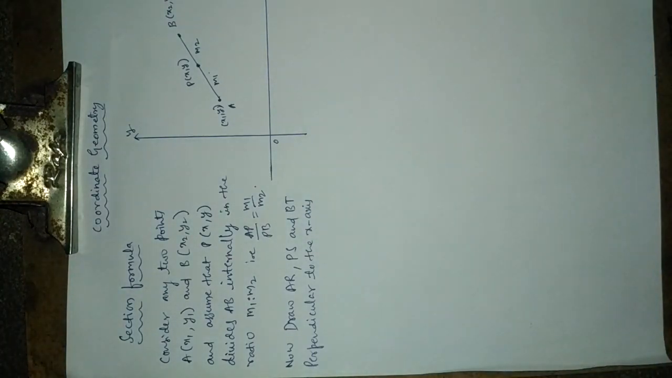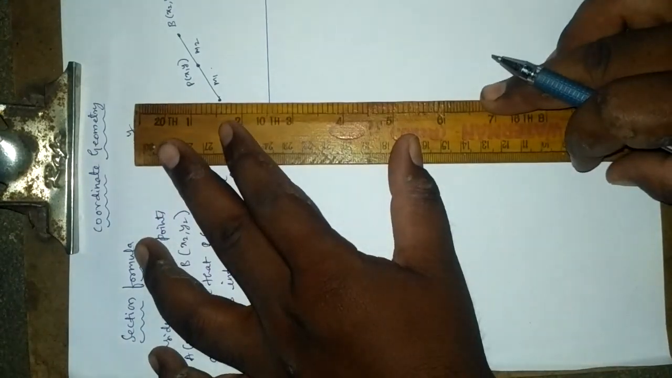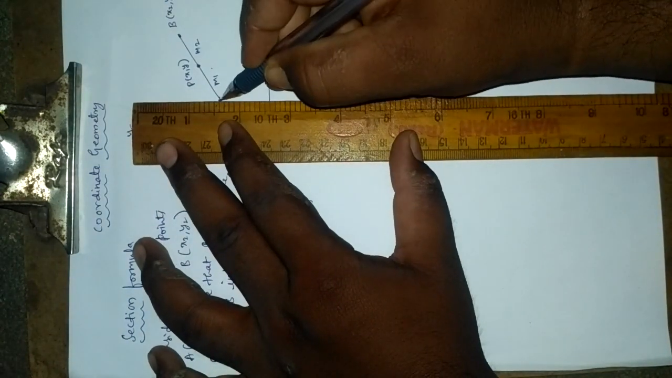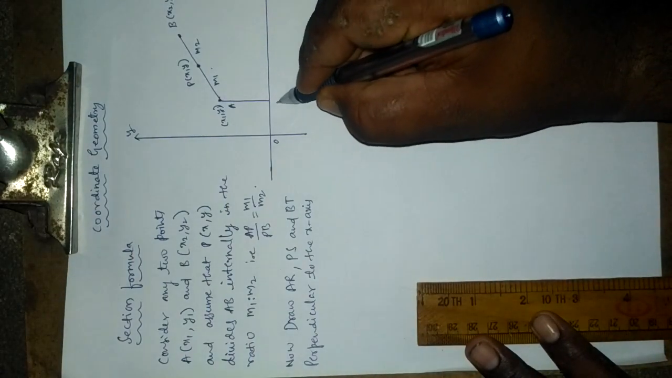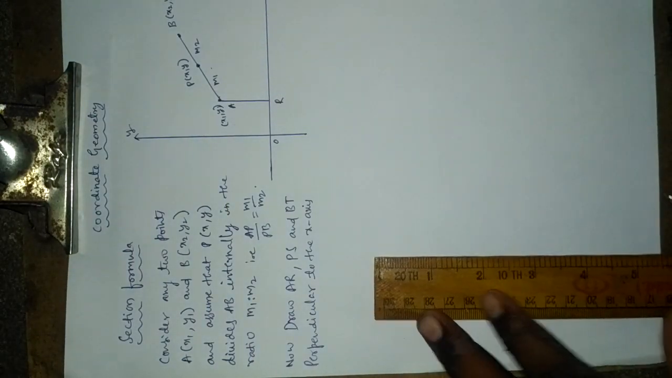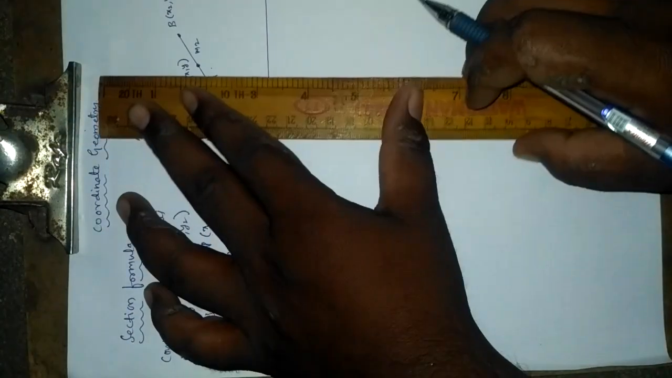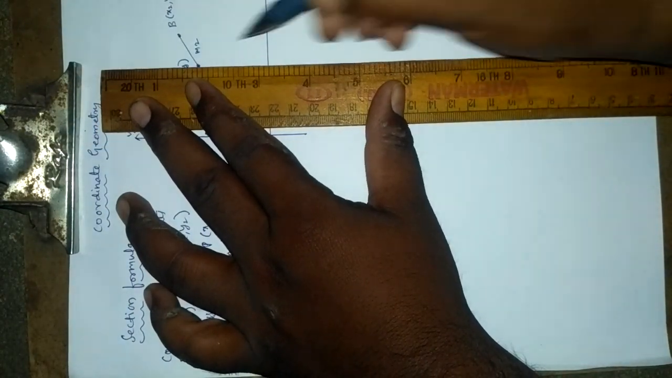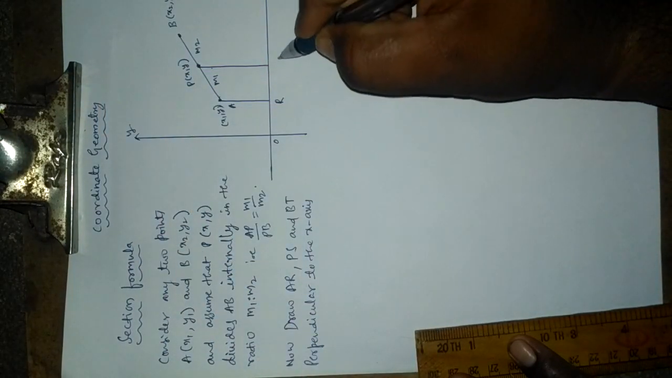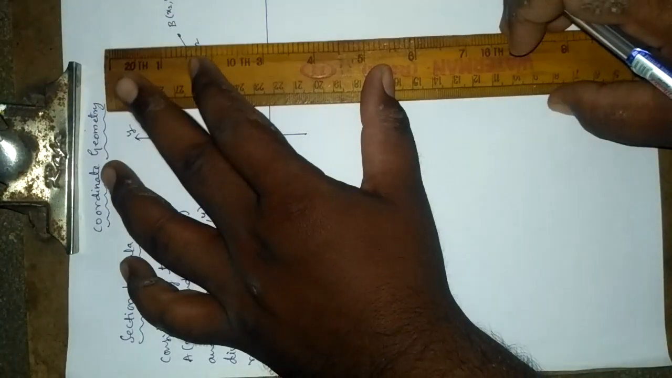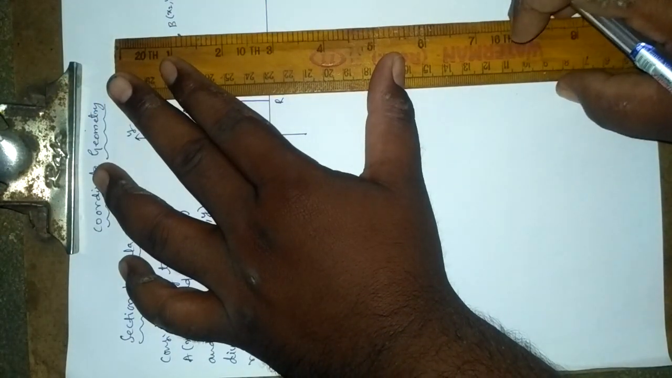So now what to do? We have to draw AR perpendicular to the x-axis. Here this is A, this is R. Then PS perpendicular to the x-axis. This is P, this is S. This is PS. Then BT is perpendicular to the x-axis. So we have to construct this.